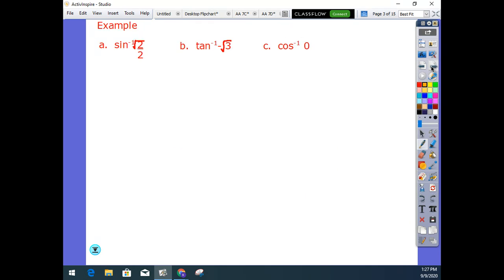Okay. So sine inverse of square root of 2 over 2. First of all, it's positive, so I'm just going to create a triangle in the first quadrant. The other thing I want you to think of, this has been fixed, because anytime the square root on the top matches the whole number on the bottom, it's been fixed.